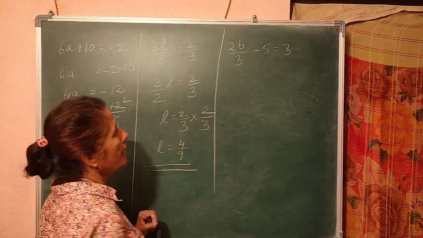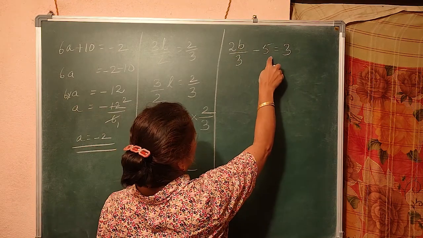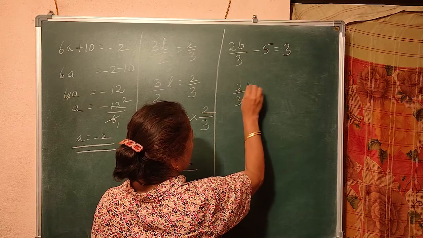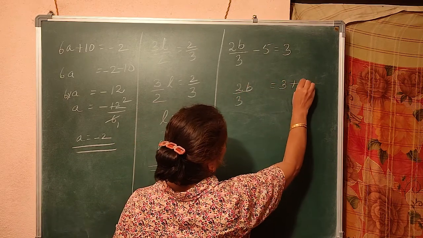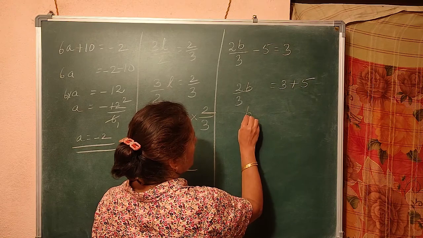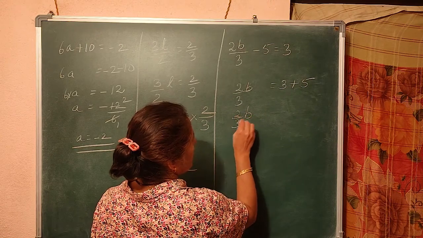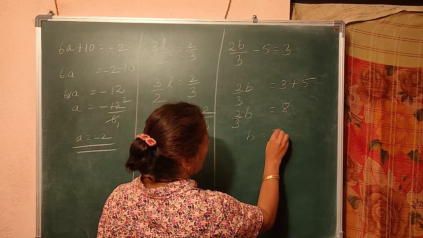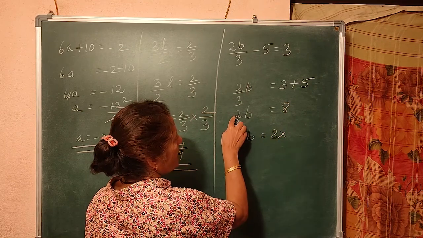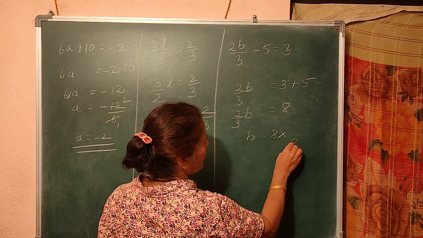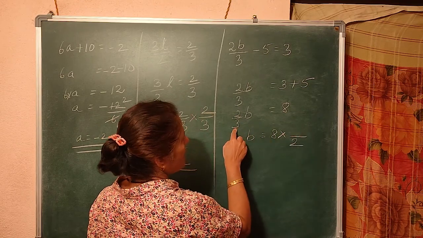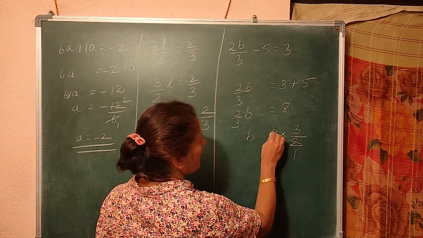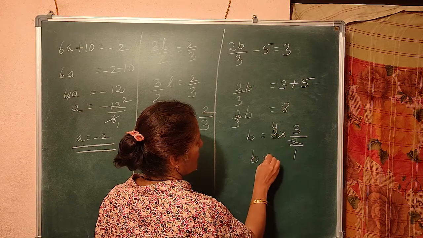Next one. 2b divided by 3 minus 5 is equal to 3. So 2 by 3b is equal to 3 plus 5. So 2 by 3b is equal to 8. So b is equal to 8 into 2. 2 is there in the numerator, it goes to the denominator. 3 is there in the denominator, it goes to the numerator. 2 ones are 2 fours are. So b is equal to 12.